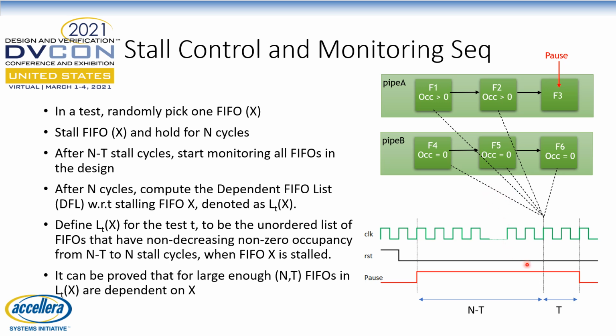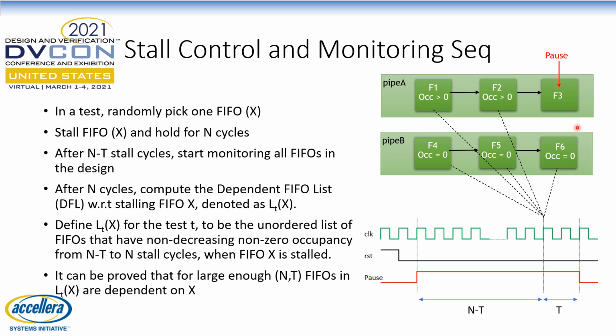And if we find that over the last T clock cycles, the occupancy of a particular FIFO is non-decreasing and non-zero, then we will say that that FIFO is dependent on the paused FIFO. And we will put that FIFO in a list called L_T_X, where X is the paused FIFO and T is the test.